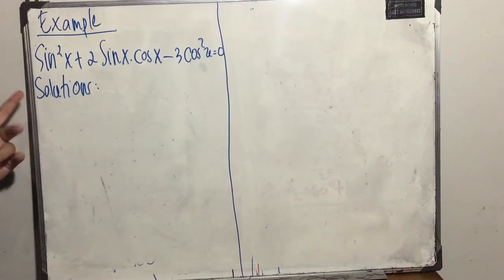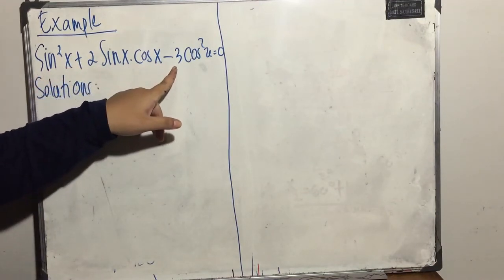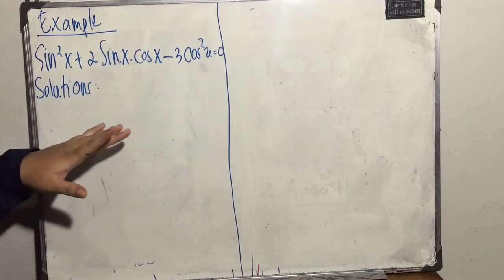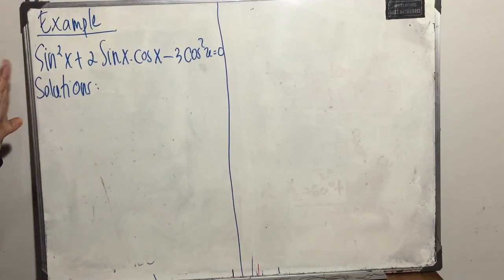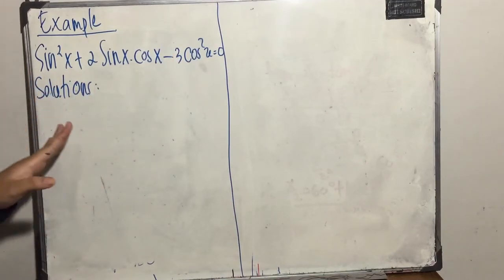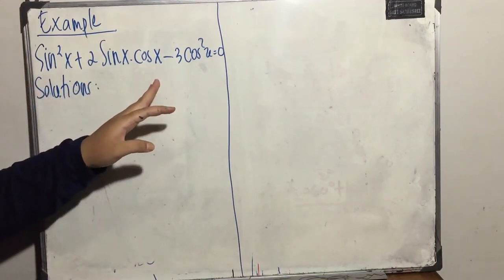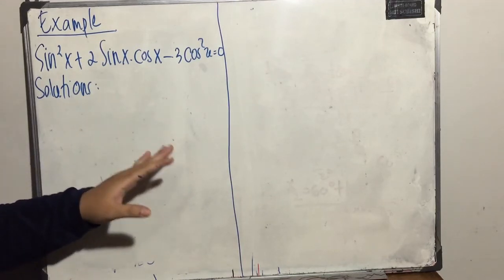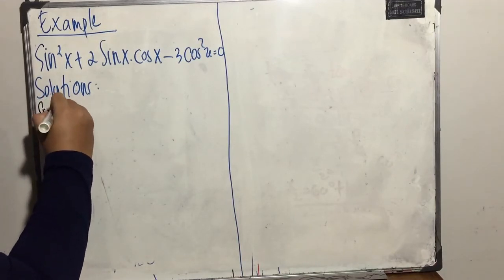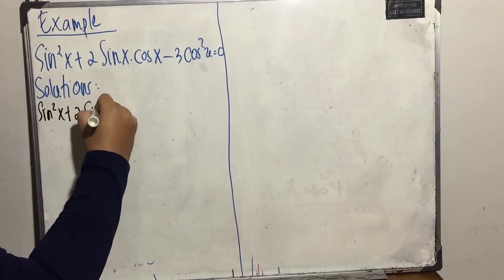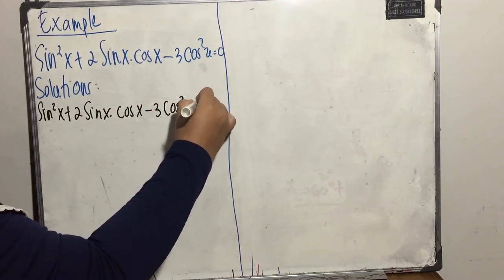Another example here: sine square x plus 2 sine x times cosine x minus 3 cosine square x equals 0. Okay, from here, you can divide by either sine square x or cosine square x. But today, I want to divide by cosine square x. The purpose is I want to change into tangent. So let me write sine square x plus 2 sine x cosine x minus 3 cosine square x equals 0.